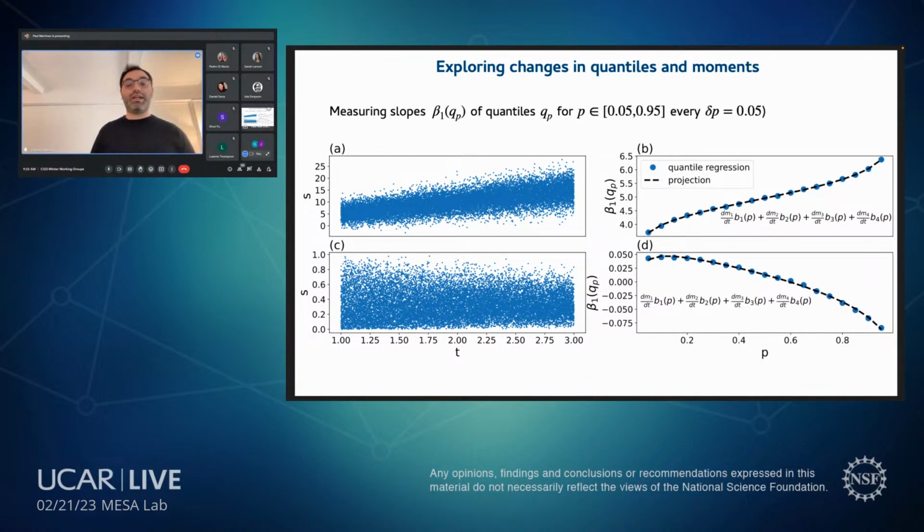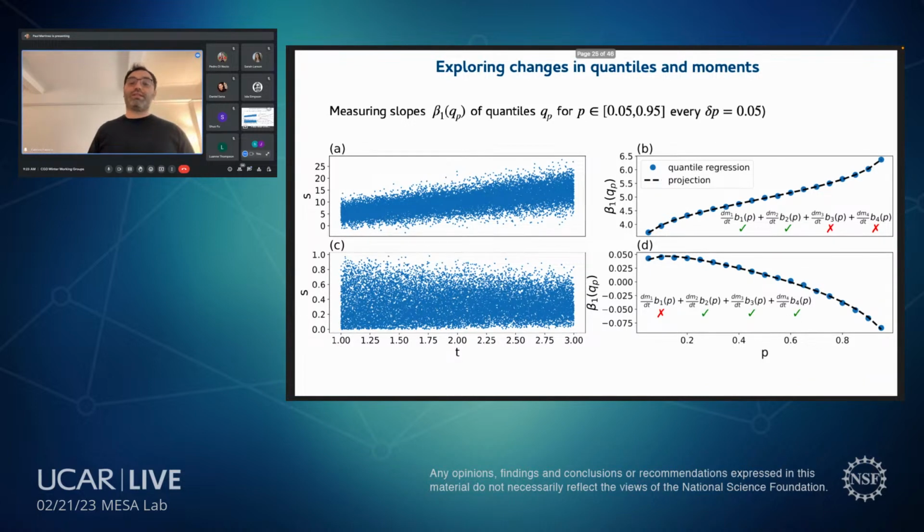This is an example, and we have many of these. If you focus on the top panel, panels A and B, you see a time series that is generated by a drifting Gaussian distribution. In this time series, both the mean and the variance are changing. On the right side, you have the changes in quantiles, the slopes in quantiles from 0.05 to 0.95. In blue, you have the changes in quantiles, and in black, the projection over these polynomials.